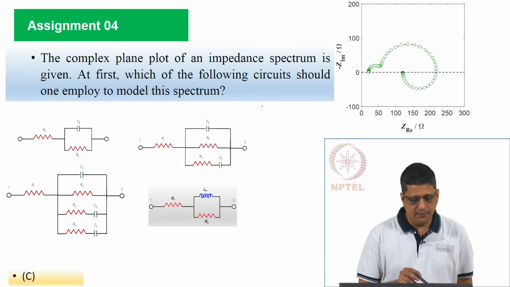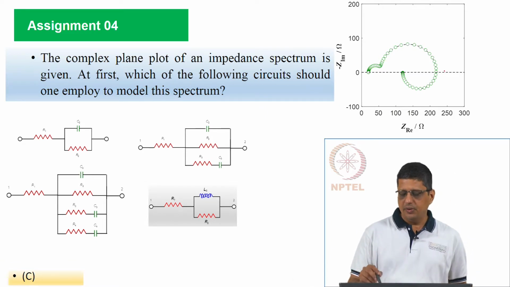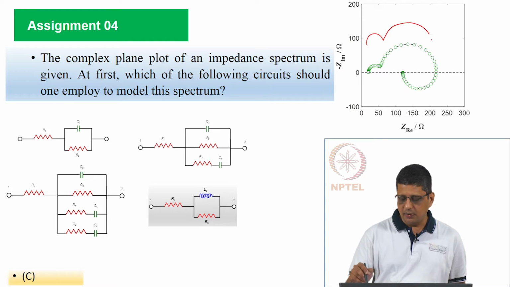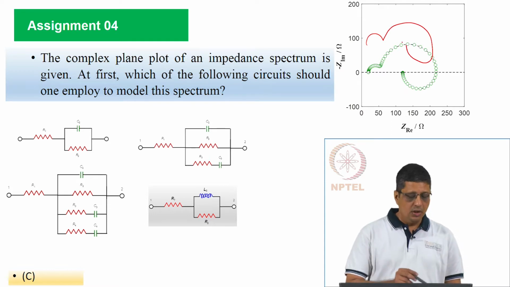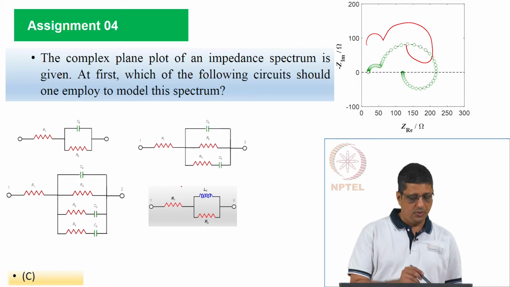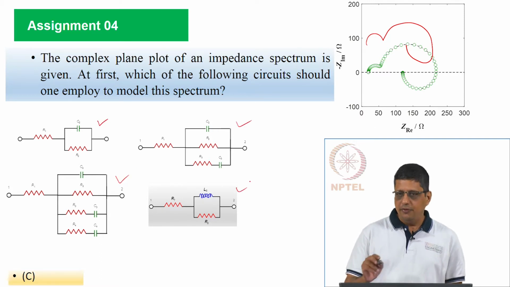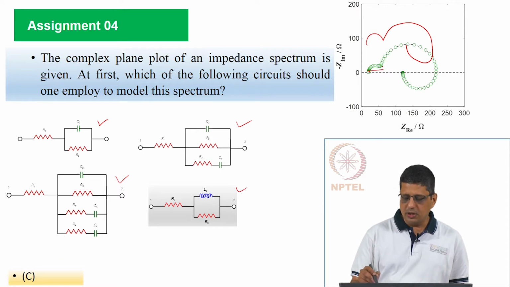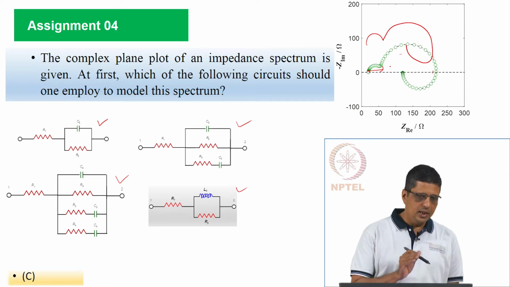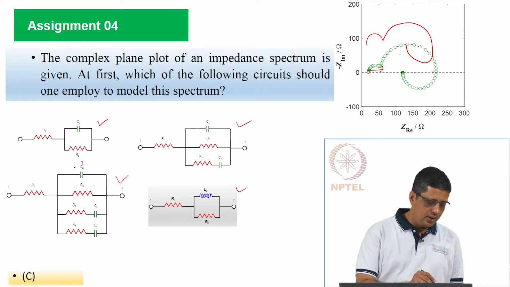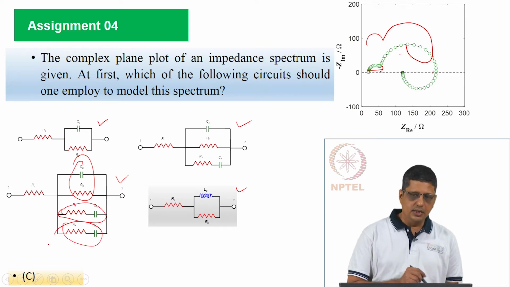The next question is, if you are given the Nyquist plot or complex plane plot of a spectrum which looks like this, you have one arc here, second arc followed by the third arc. Okay. Which circuit should I use? Choice A, B, C or D. If you look at this spectrum, I can say there is one time constant for the first arc, second time constant, third time constant. I need a circuit with 3 time constants, this RC, second RC and third RC. So, this is the suitable circuit.